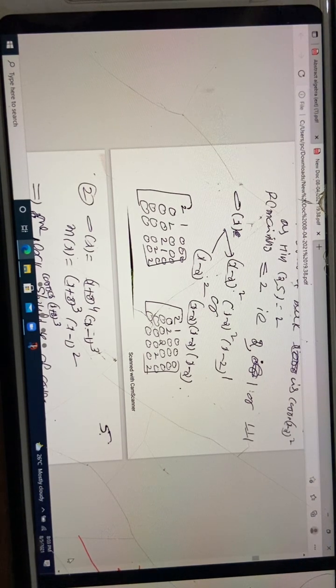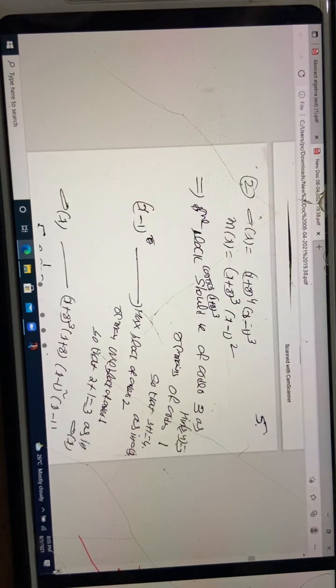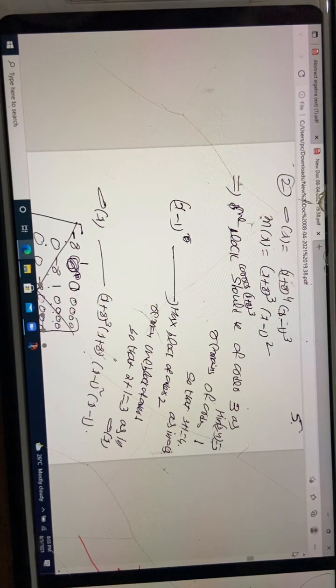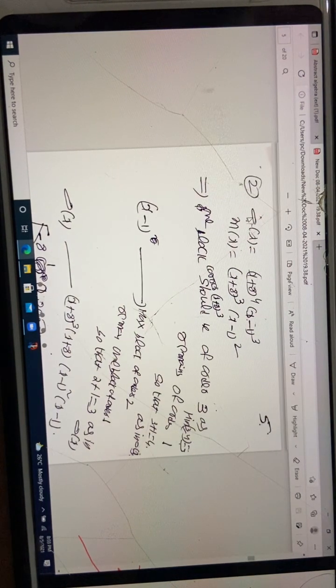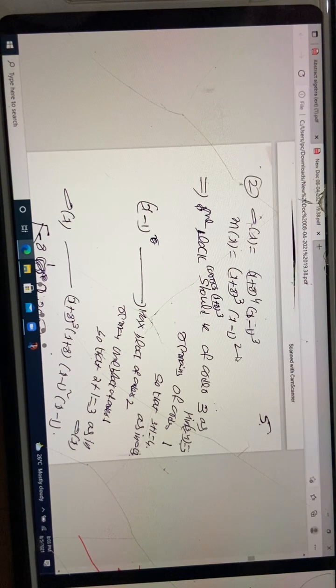Now, let us see the next question. You will follow if I do 2 or 3 problems, then it will be clear. Delta x is (x+8)^4 (x-1)^3. What is m x? (x+8)^3 (x-1)^2. What is the difference? Earlier I took only one eigenvalue. Now 2 eigenvalues. Now, each eigenvalue we have to see.